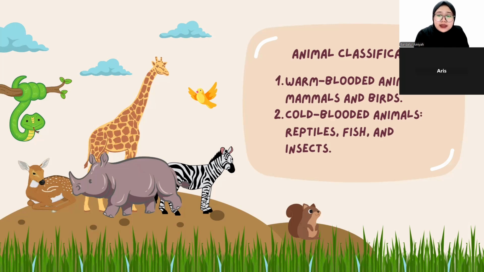First, warm-blooded animals. It is an animal that have fixed body temperature. For example, mammals and birds. Second, cold-blooded animals. It is animal whose body temperature change. For example, reptiles, fish, and insects.